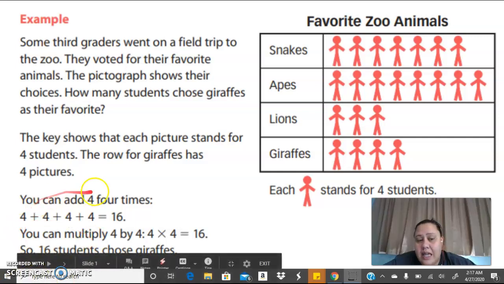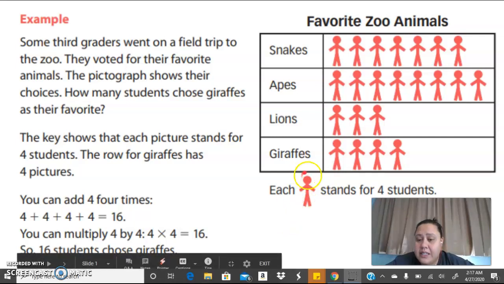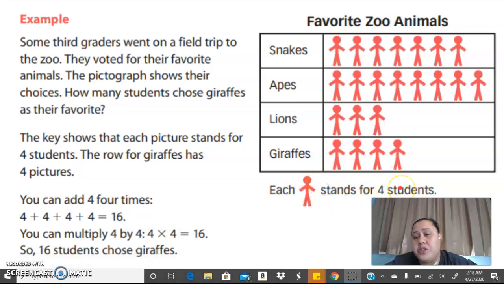Now, before we get into that question, let's look at the graph, because we want to always look at the graph and see the information and get our data before we answer any questions. So, as we see here, they're going to use a stick figure to count the votes. Now, each stick figure equals 4 students, which means giraffes is 4 stick figures. Those are 4 plus 4 plus 4 plus 4, or 4 times 4.